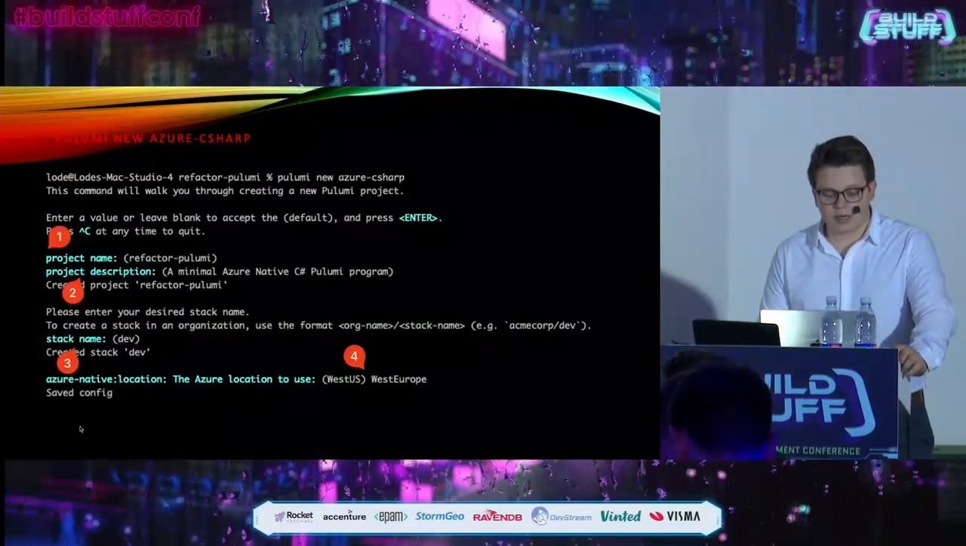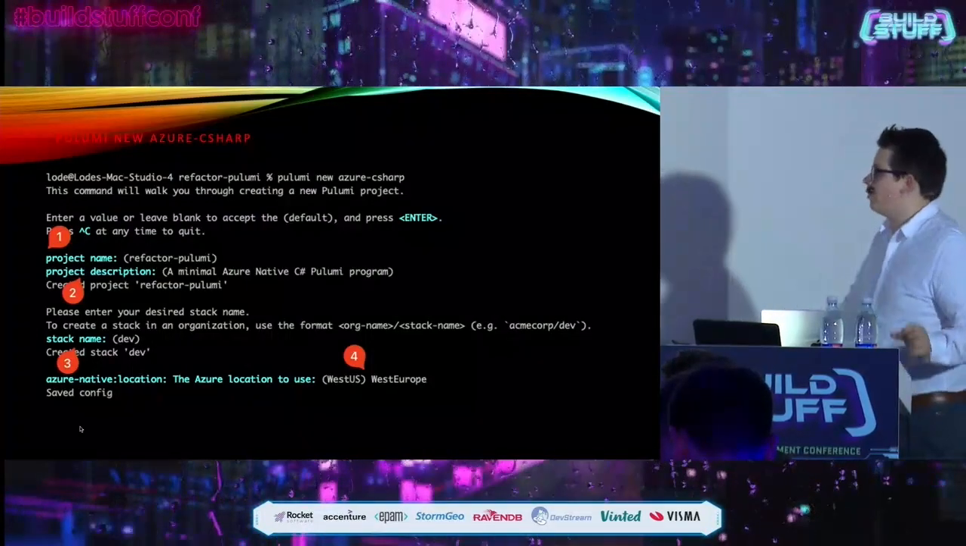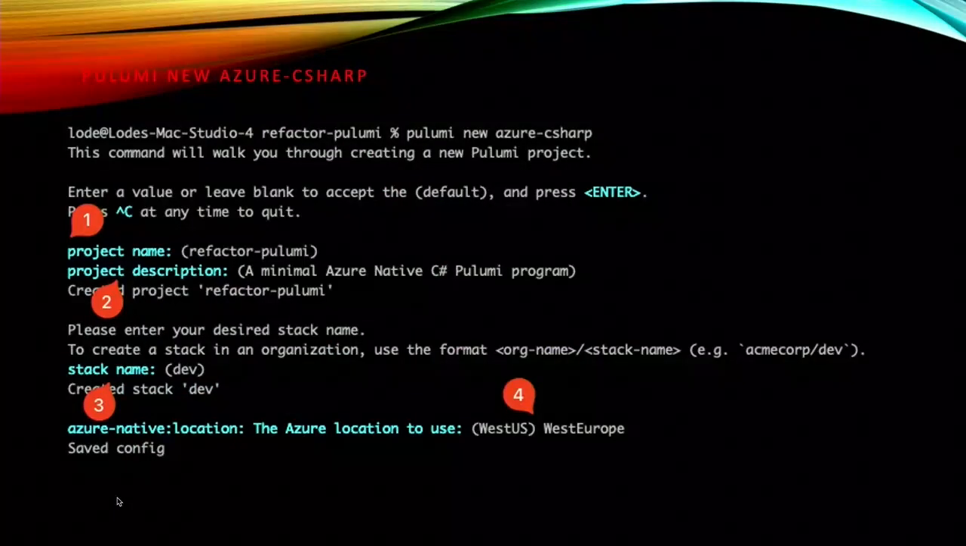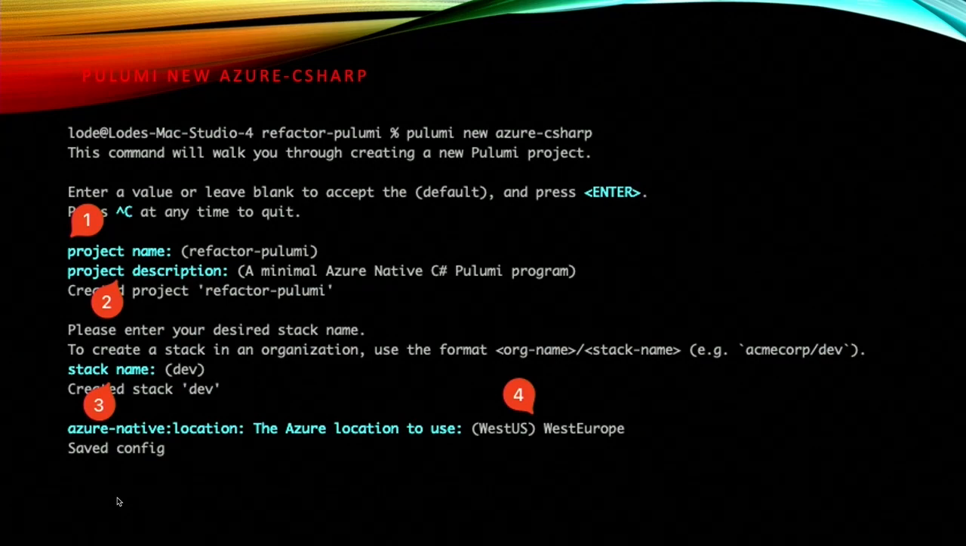Then there's also the location. So the last part of the Pulumi setup are the questions that are specific to the cloud provider you chose. And the Azure one is going to ask you for the default Azure location that you want to use. So we're going to use West Europe.